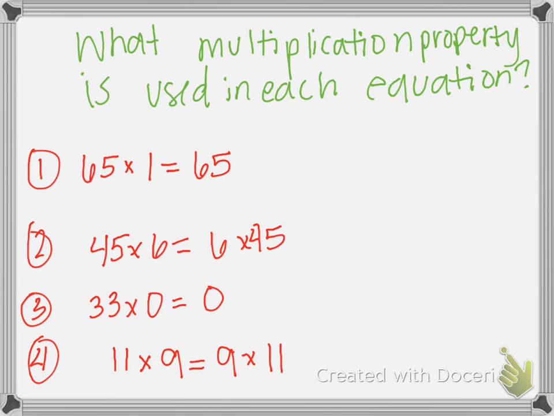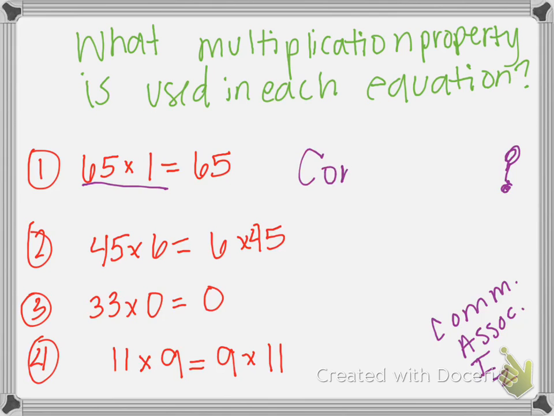For your first quiz question, I want you to type in, and you can abbreviate, so you can put commutative, you could put COMM, associative, identity, you could just put an I, and zero property, Z. Make it easy on you. So this first one, 65 times 1 equals 65. What do you think that answer is? You should have put identity.